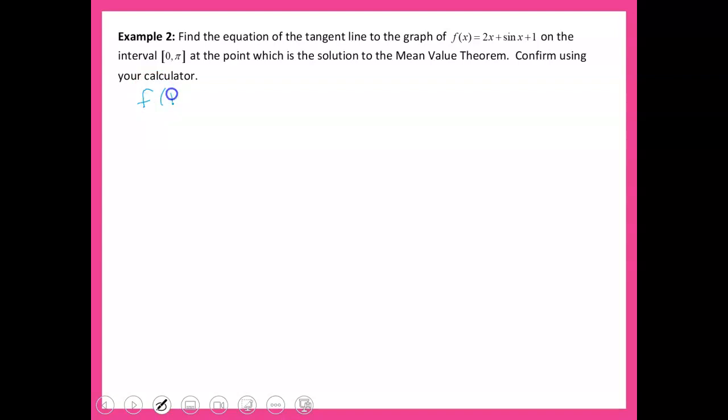So we need f of pi, f of 0. We need the slope, f of pi minus f of 0 over pi minus 0. We need the derivative, and I need to know when the derivative equals the slope. So you kind of need a few things. Now again, think about 2x. Is that continuous and differentiable? Sine, continuous and differentiable? 1. So you can look at a function and think of it as individual functions and check for continuity and differentiability that way as well.